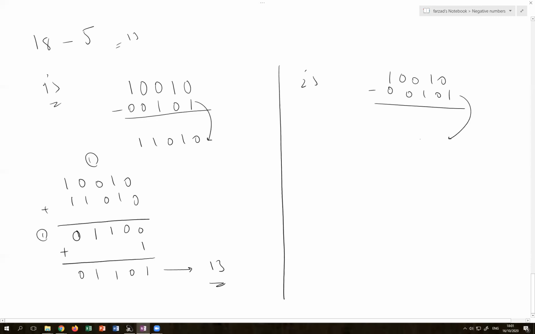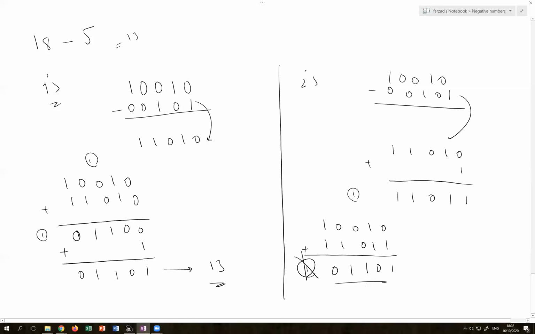In twos complement, flip the bits. It's 1, 1, 0, 1, 0. Add 1 now. 1, 1, 0, 1, 1. Now add the numbers. 1, 0, 0, 1, 0, 18, plus this number, 1, 1, 0, 1, 1. Add them. When you add them, 1, 0, 1, 0, 1, 1, 0. We've got carry 1, 1, 0, 0, 1. We don't have carry. 1, 0 is 1, 1, 1, 0, carry 1. We discard that. As you see, guys, we got the same answer.